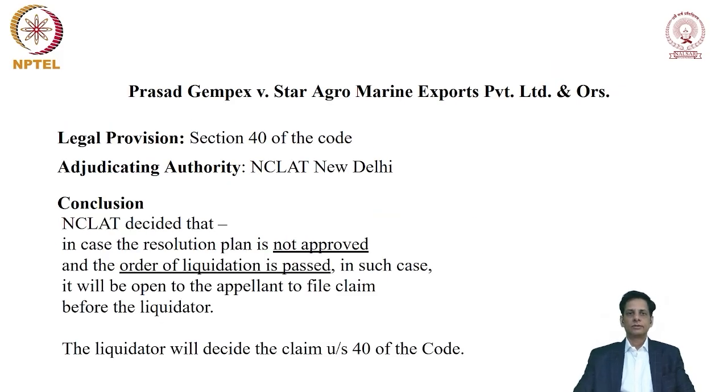NCLAT decided that in case the resolution plan is not approved and the order of liquidation is passed, in such case it will be always open to the parties to file a fresh claim before the liquidator under section 40 of the Act. Therefore, failing of a resolution plan or failing of a CIRP does not in any way affect the rights of the claimants, and therefore they can actually make a fresh claim when it comes to liquidation.